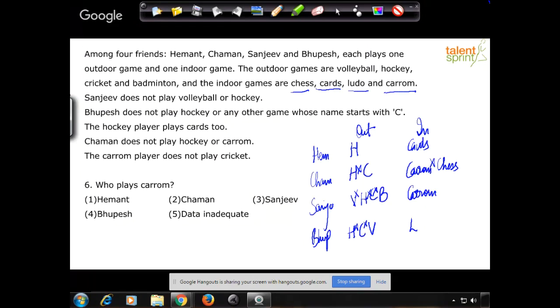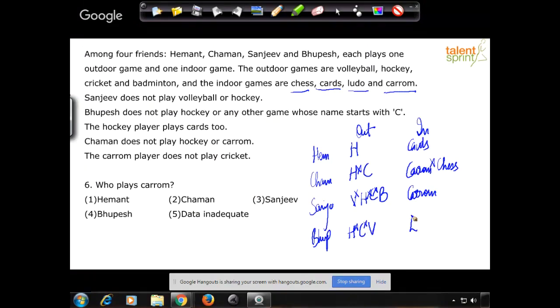Okay, Sanjeev does not play volleyball or hockey. Okay, Bhupesh does not play hockey or any other game that starts with C. So Bhupesh does not play hockey, he cannot play cricket in outdoor games. And Alok, like you asked, why only Ludo?